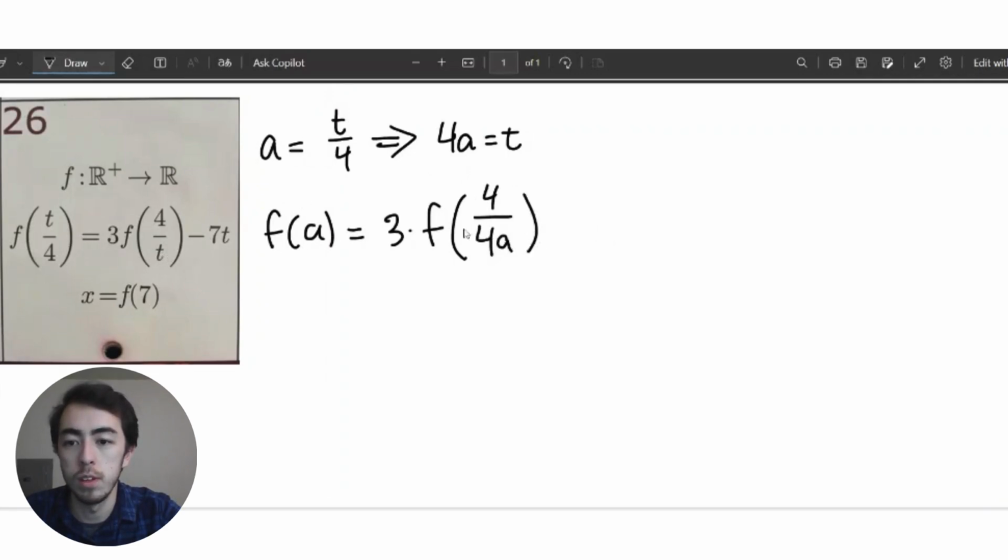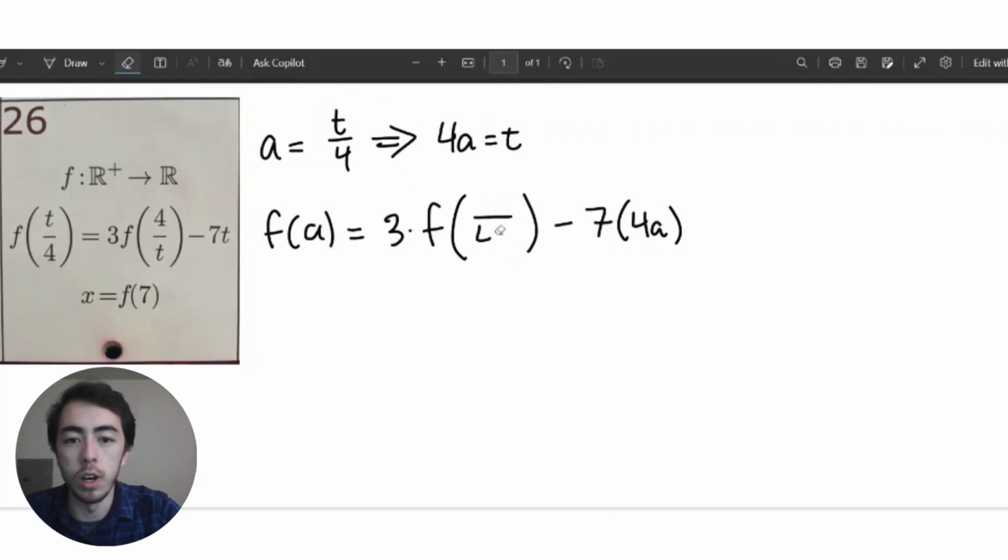All right. And then minus 7t. But again, I'm trying to replace all my t's with a's, so I could put a 4a right here. And maybe I could simplify this. 4 divided by 4 is just going to be 1. And so I have a 1 over a in here. And maybe the 7 times the 4 could be a 28.